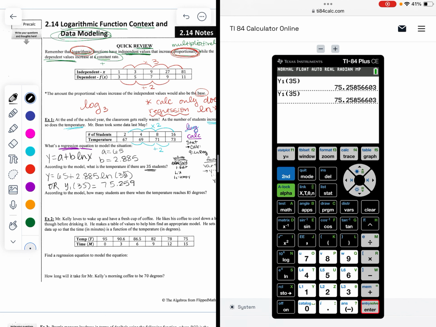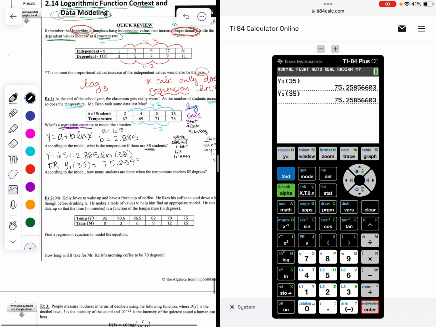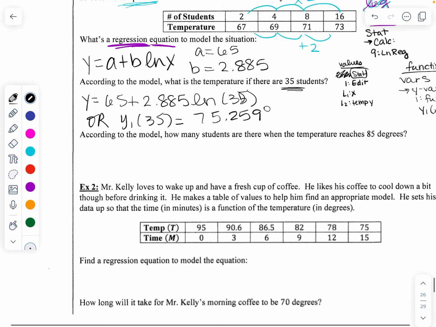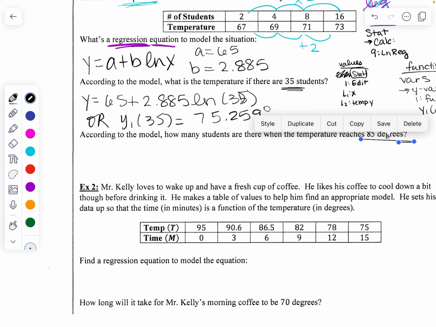According to the model, how many students are there if the temperature reaches 85 degrees? So let's look at that. Okay, so remember, if the temp is 85, how do we show that? Well, we know that the temperature is that y value. So we see T, the temperature, or y, is 85 degrees when A, which is 65, plus B, which is 2.885, times the ln of x, where x is the number of students. So we need to solve for x.